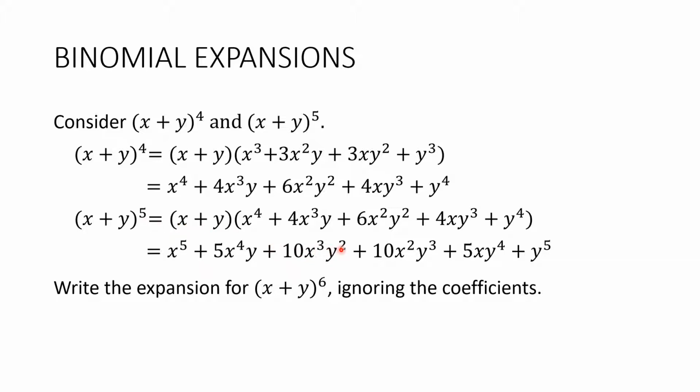Okay, so 3 plus 2 is equal to 5. All right, so let's see if we can write this, and we'll just ignore the coefficients at this point. So it's going to be x to the power of 6 plus x to the 5th y plus x to the 4th y squared, etc., all the way down to here.